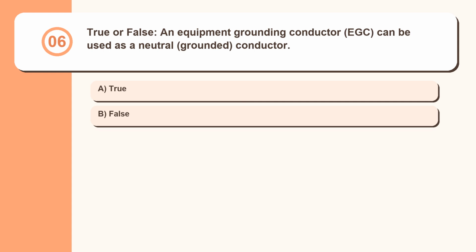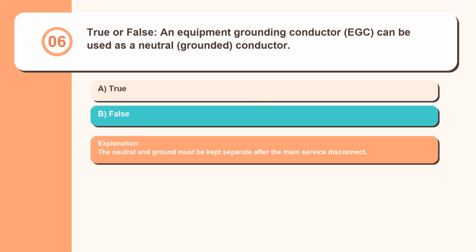Question 6. True or false, an equipment grounding conductor, EGC, can be used as a neutral, grounded, conductor. True. False. The neutral and ground must be kept separate after the main service disconnect.